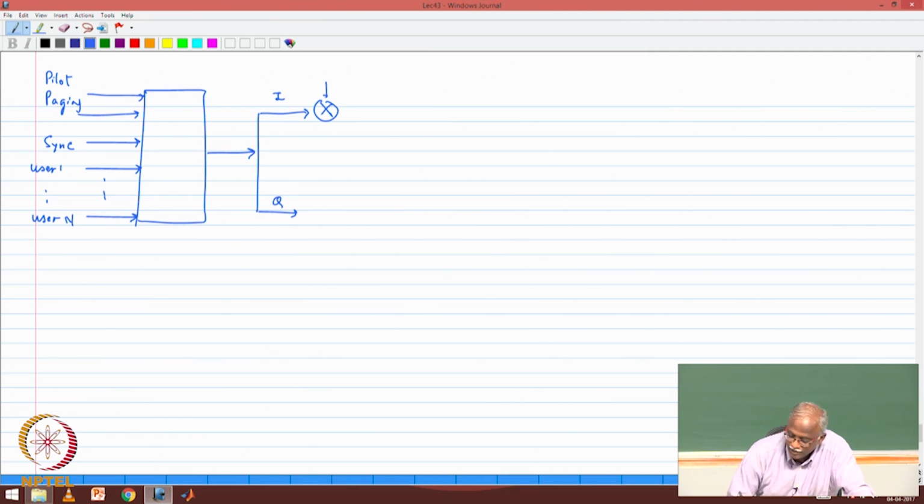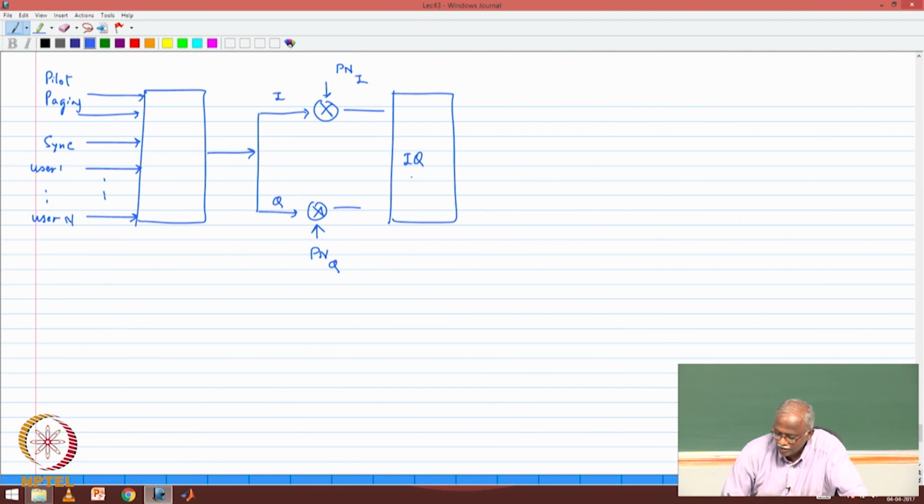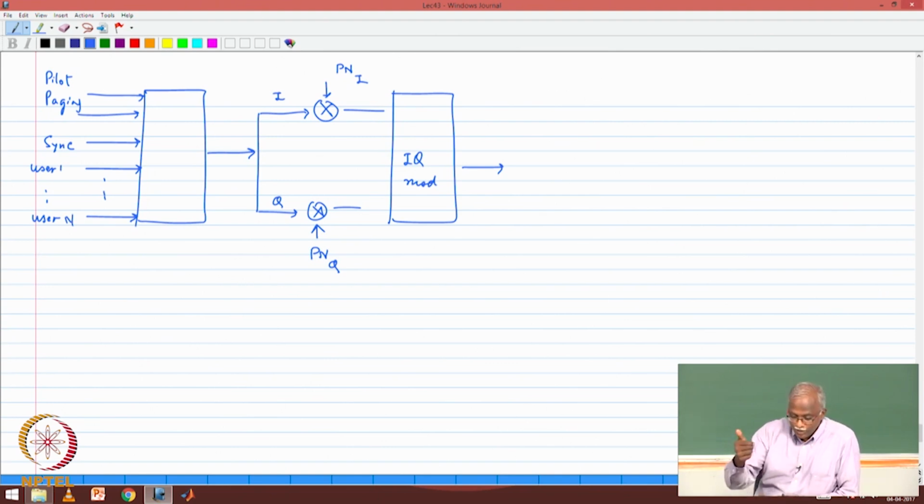This is the I and the Q branch. This is further scrambled by another PN sequence, PNI and PNQ, and then it goes into an IQ modulator, and then you transmit it as a signal. So this is a CDMA 2000 signal. If you have a CDMA phone, it's doing this all the time. Basically listening to the pilot channel, estimating the channel, looking at the sync, and then getting the information from the paging channel, and then going to the traffic channels, and then detecting.